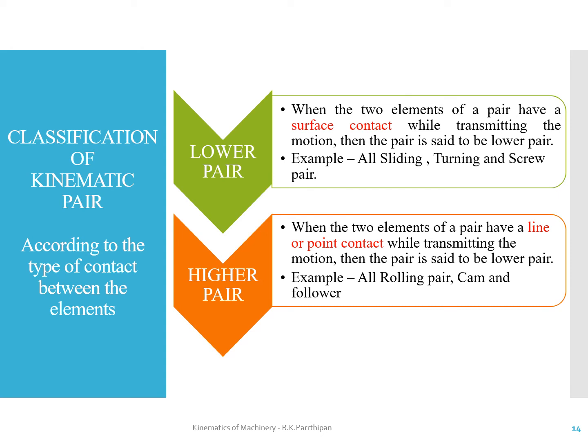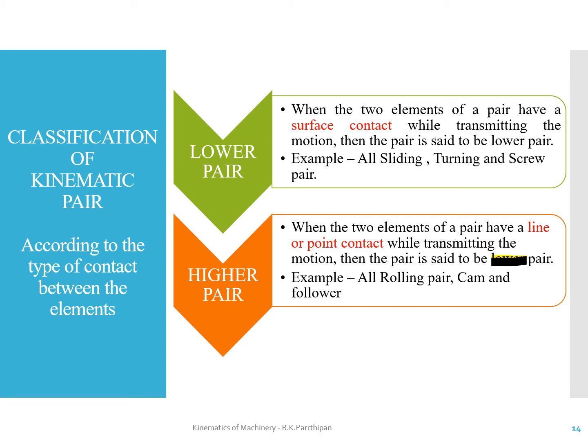On the other hand, a higher pair is defined as follows: when two elements of a pair have line or point contact while transmitting the motion, the pair is said to be a higher pair. This is not a lower pair, this is a higher pair. The examples are rolling pair, and cam and follower is a good example of a higher pair.